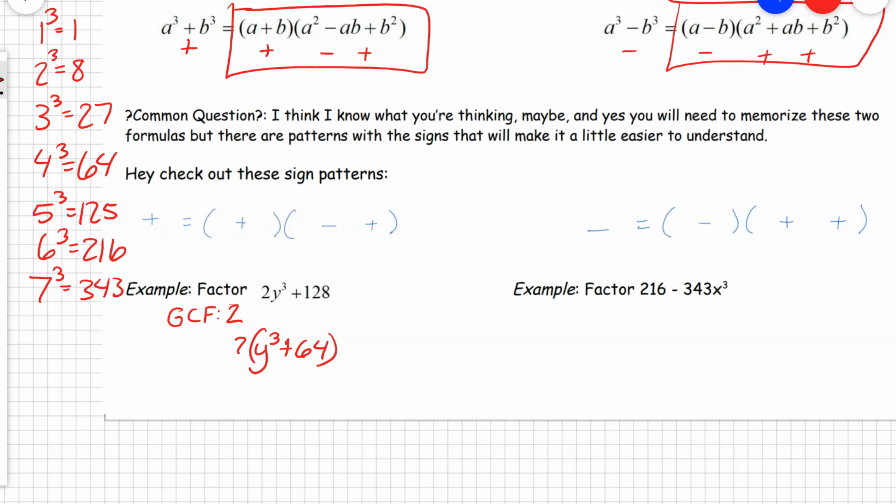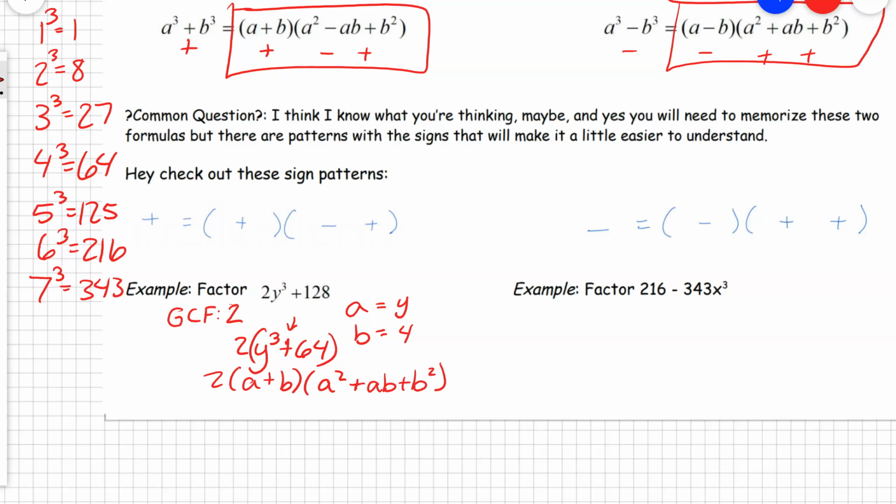Now we have enough information to factor as a sum of cubes, because we're left with a positive sign. So we can identify what A and B are for our formula. A is just going to be y. If we take the cube root of 64, that gives us 4. So when we factor this, we start by writing it down: A plus B, times A squared minus AB plus B squared.